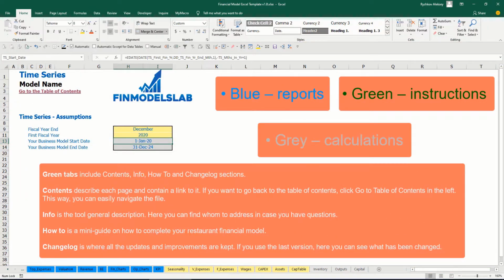reporting purposes. On the tabs without color you have some extra calculations related to revenue, to debts, equity, inventory and everything which is needed for the reporting.